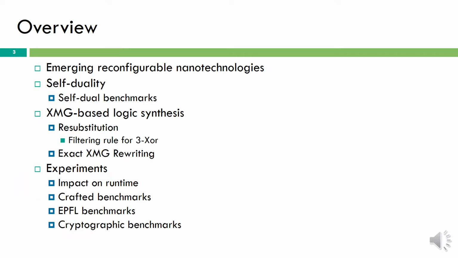So the overview of the work is that we will first start with a few details about what emerging reconfigurable nanotechnologies are. Then we will go into why self-duality is an important concern and how it correlates with reconfigurable nanotechnologies. Then we will look into the main core of the work, the XOR-Majority Graphs, and how XOR-Majority Graph-based logic synthesis is integral for reconfigurable nanotechnologies. We will briefly discuss two major algorithms, the resubstitution and the rewriting algorithms, and then we will look into experiments.